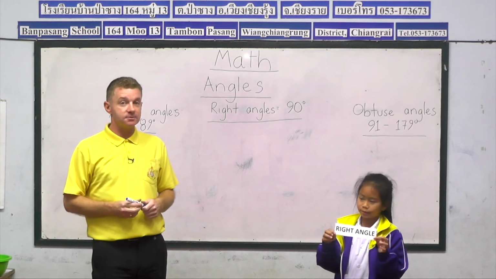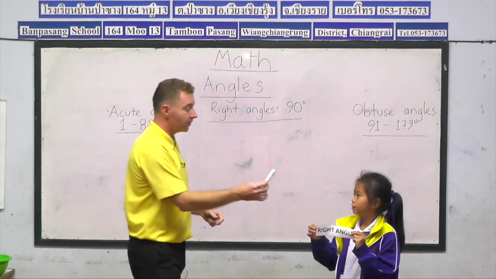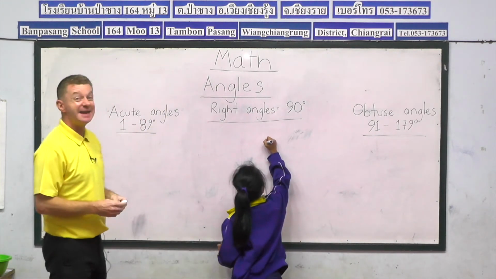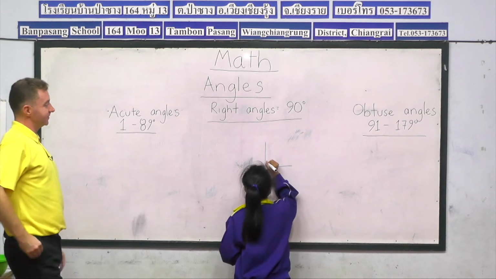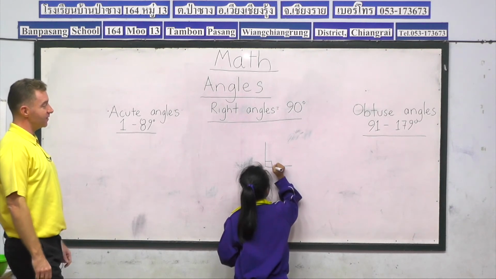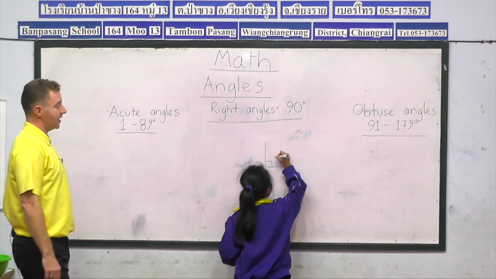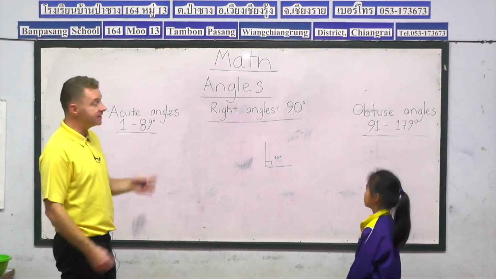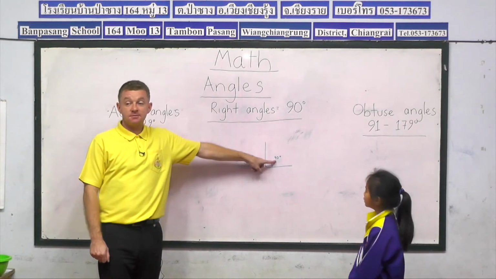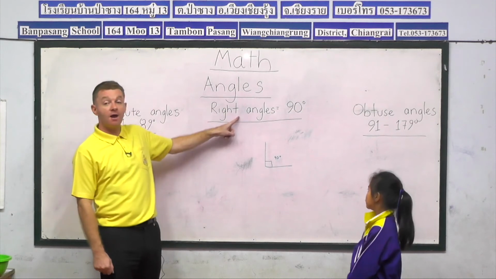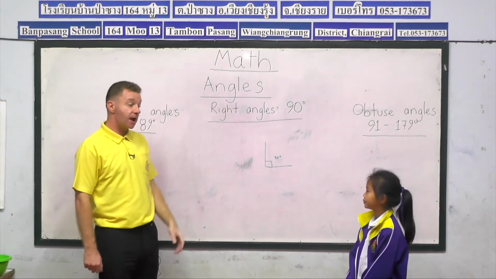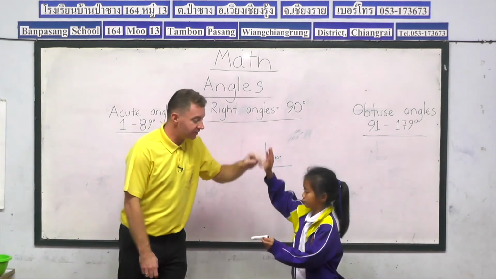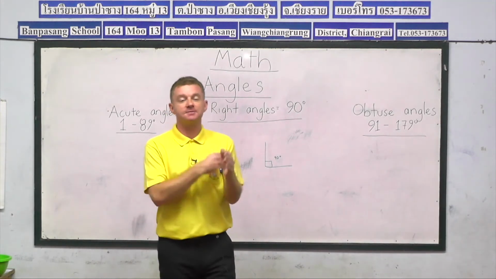Correct, right angle. So now I'll give Prau the blue pen, and Prau can design a right angle, knowing that it must always be 90 degrees. Perfect. 9, 0, and then the small circle to demonstrate the symbol for degrees. So how many degrees, guys? 90. And we have a right angle. Prau, brilliant. Right angles, always 90 degrees. High five and a big round of applause for Prau, please, guys.